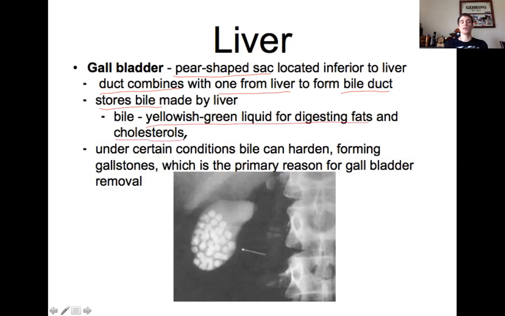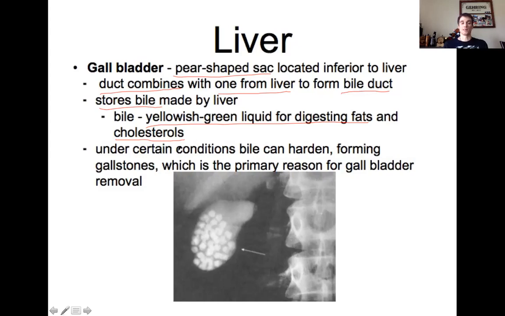So if you would get cirrhosis, or if you would experience what's called jaundice, which is where you have a yellowish color to your body, what's happening is this bile is not able to be released into your duodenum, and then it gets released elsewhere and your skin turns colors.